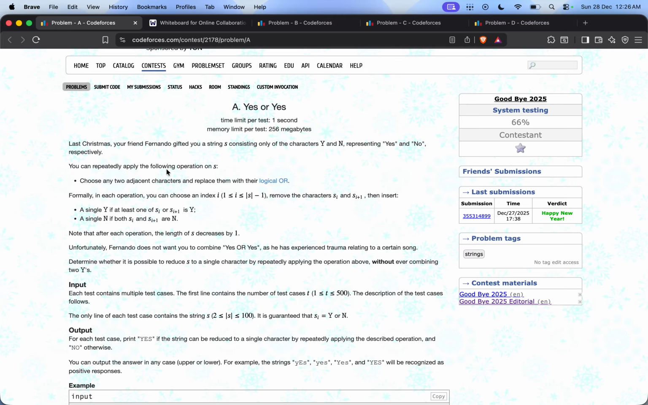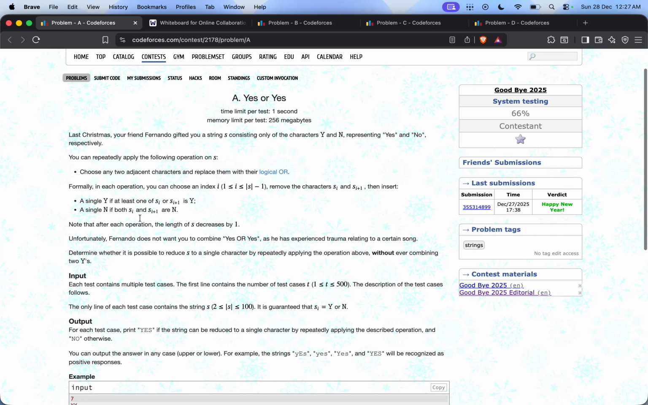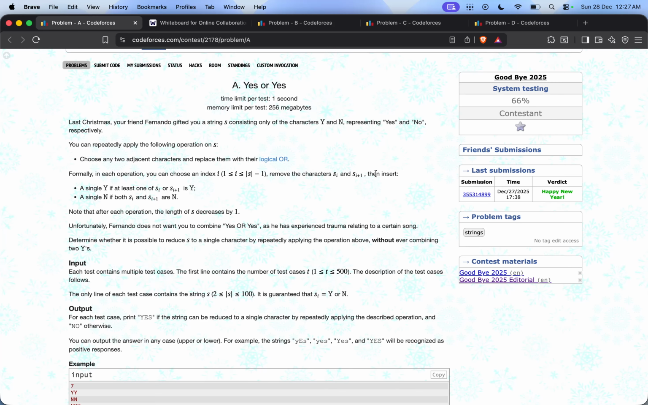You can repeatedly apply the following operation on S. What is the operation? You can choose two adjacent characters and replace them with their logical OR. Formally, in one operation, you can choose two consecutive characters s_i and s_i+1. If one of them is Y, insert a Y, or if both of them are N, insert an N. Note that after each operation the length of the string decreases by 1. How? Because we picked up two characters and inserted just one.